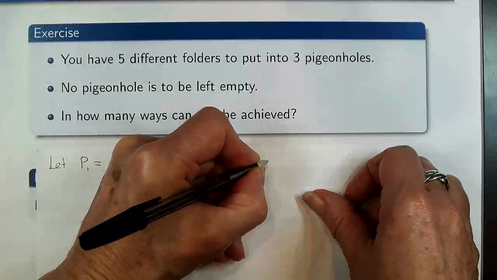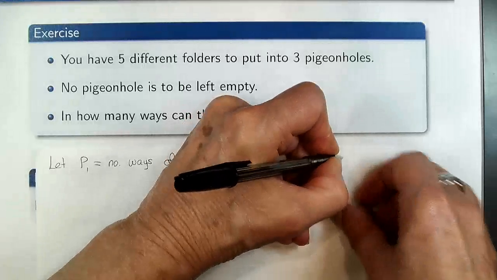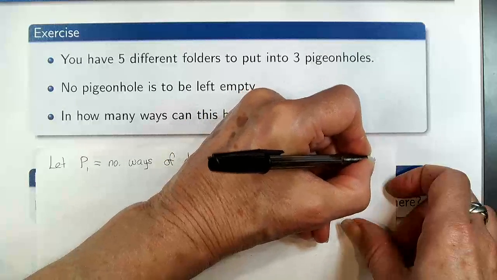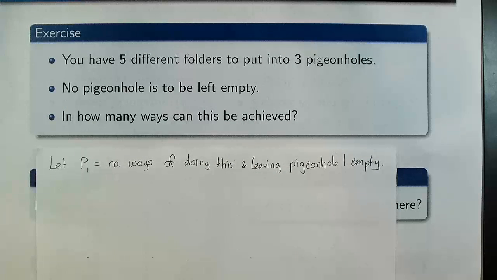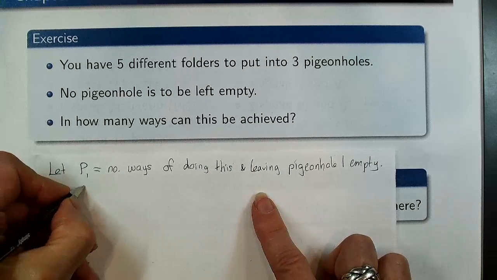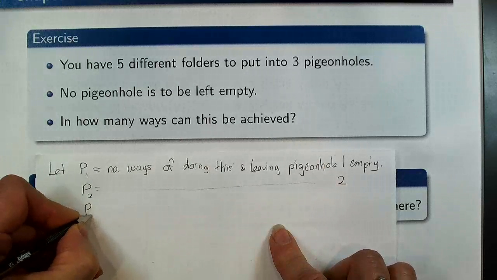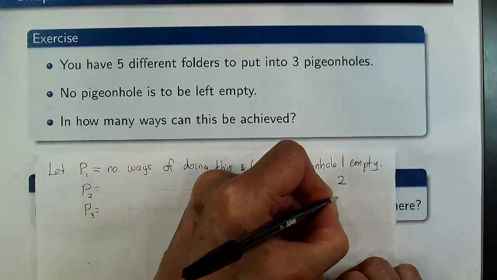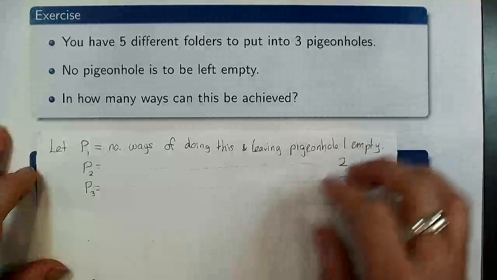and leaving pigeonhole 1 empty. Okay, that was an essay and a half, wasn't it? And funnily enough, I'm going to have P2 be the number of ways of doing this, leaving pigeonhole 2 empty, and P3 be the number of ways of doing this, leaving pigeonhole 3 empty. Well, I've certainly got some sets and I can play inclusion-exclusion with this, but will it do anything for us? Let's think for a moment.